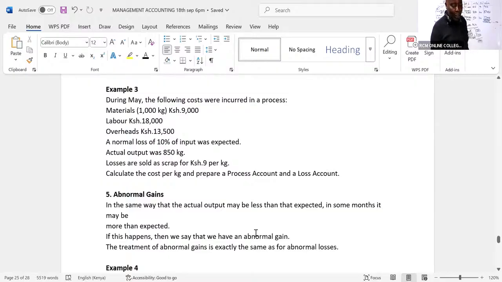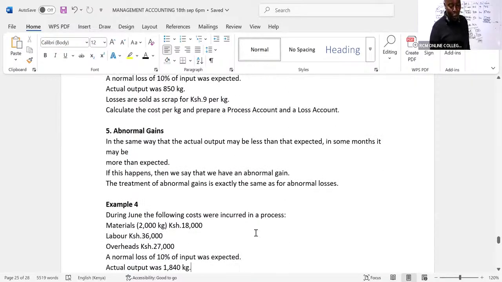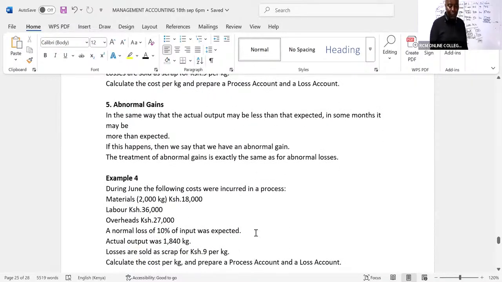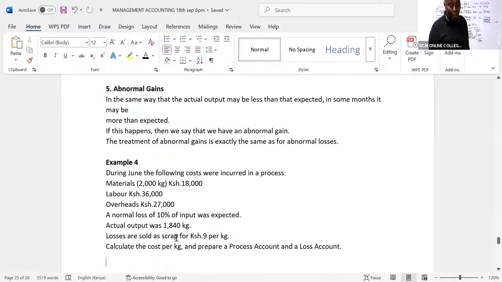So then I will go to example number 4 before I start looking at your past papers, ladies and gentlemen. Example number 4, we are told during June, the following costs were incurred in a process. Materials 18,000, labor cost 36,000, overheads 27,000. A normal loss of 10% of input was expected. The actual output here was 1,840. Losses are sold as scrap for 9 per kilogram. They want me to calculate the cost per kilogram and prepare a process account, and actually it's supposed to be an abnormal gain account.